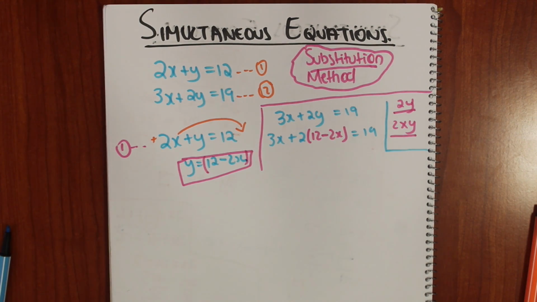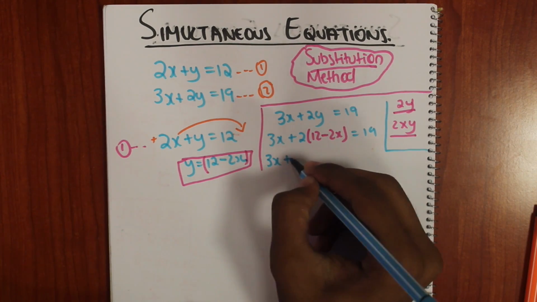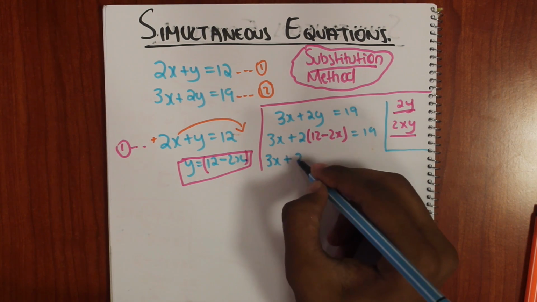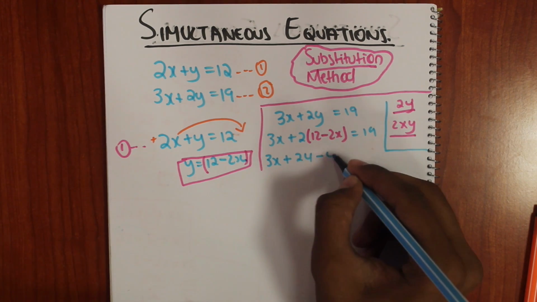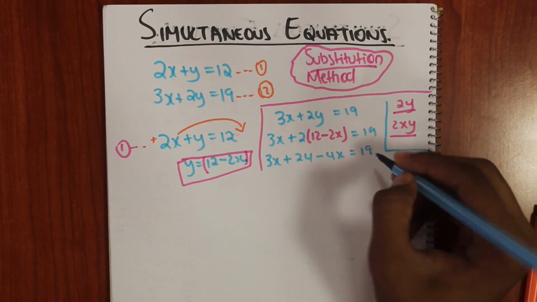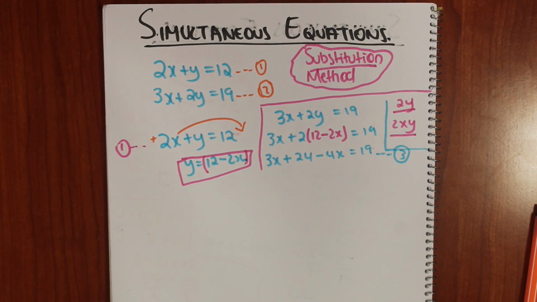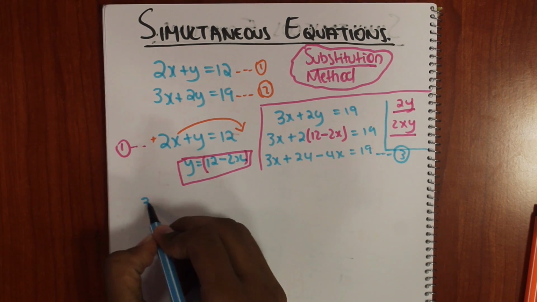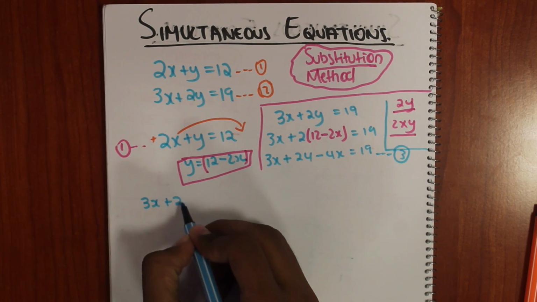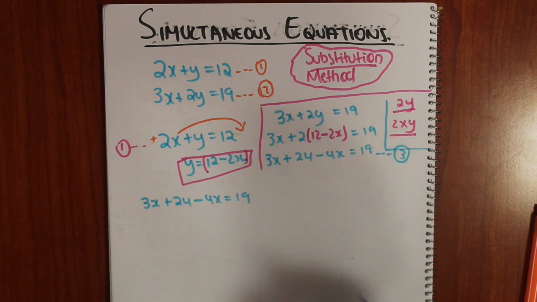So now our new equation, let's call this our third equation, will be 3x plus 12 times 2 is 24 minus 4x. It will be equal to 19. Let's write it down here again. So 3x plus 24 minus 4x will be equal to 19.